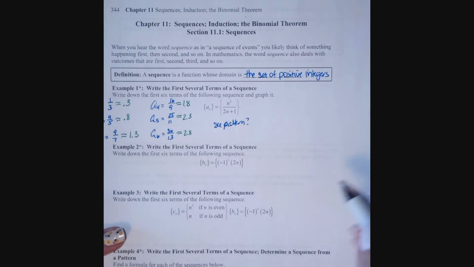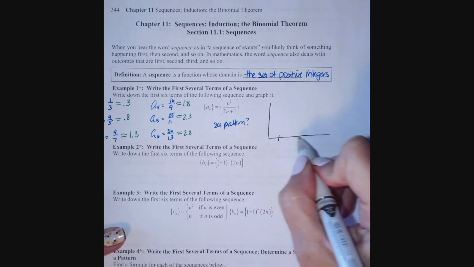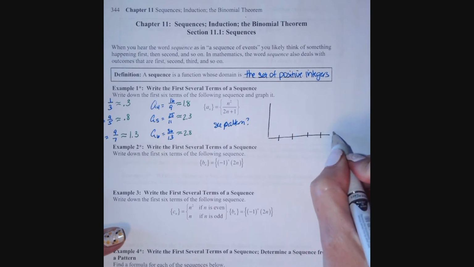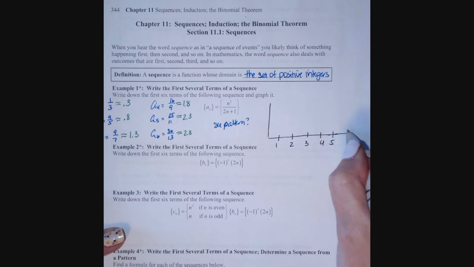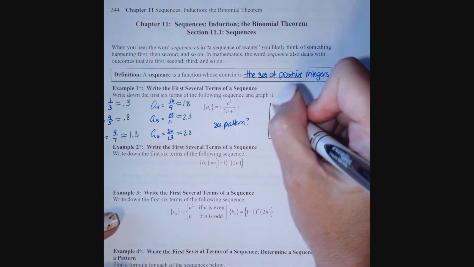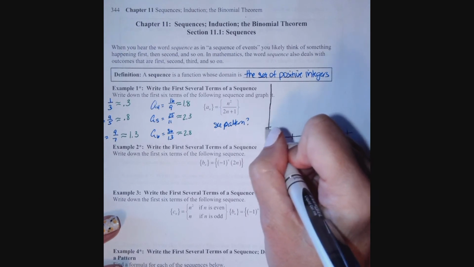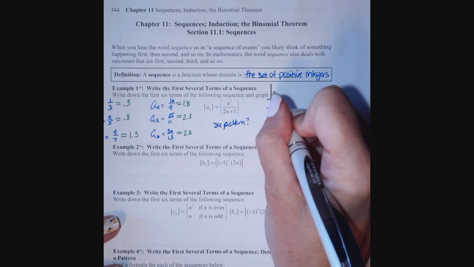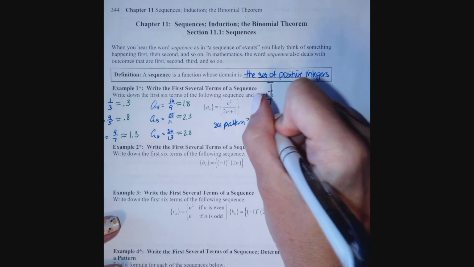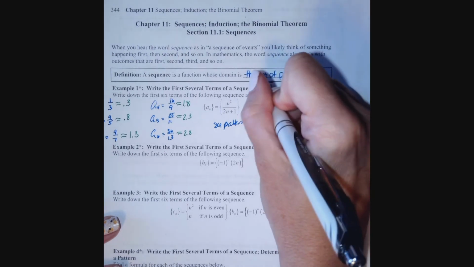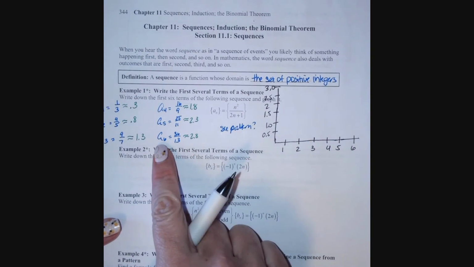If I wanted to graph these, let's say I want to put these on a graph. Well, my x-axis is going to be the number of the term, so I just need positive integers on my x-axis. 1, 2, 3, 4, 5, 6. And then my y-axis, I could count by halves, right? So this would be 0.5, 1, 1.5, 2, 2.5, 3, and that gets us as far as we need to go.